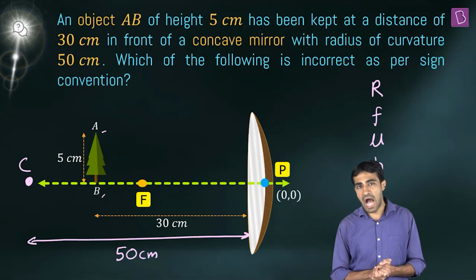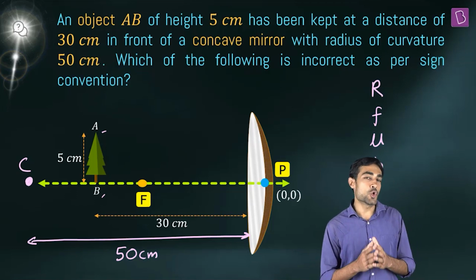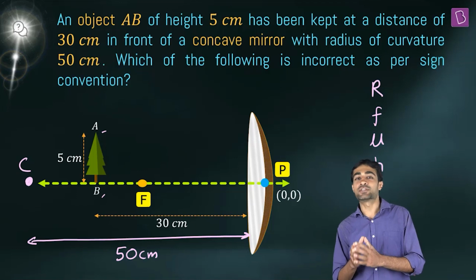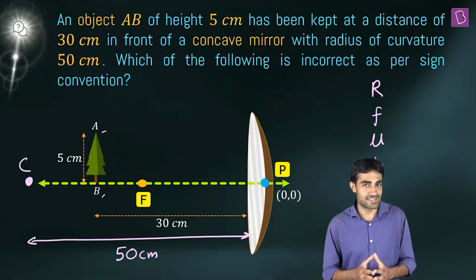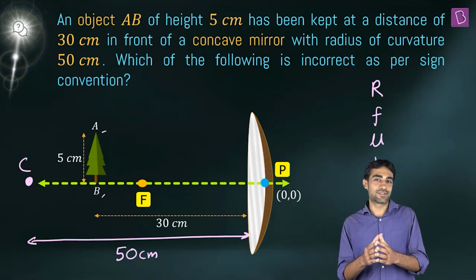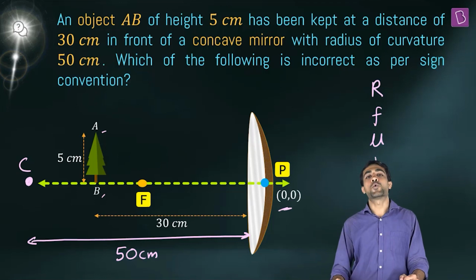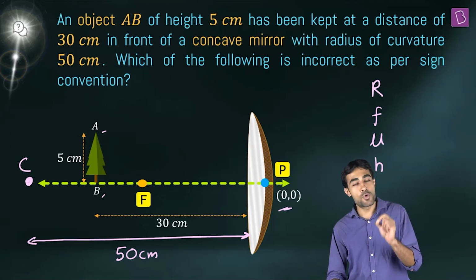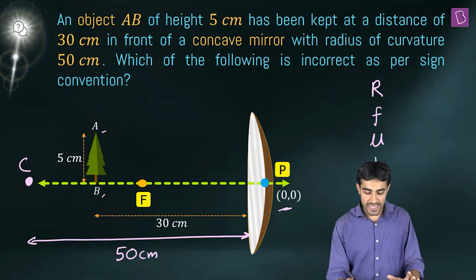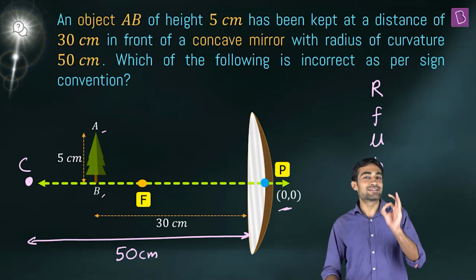Now, R is the radius of curvature. So, first of all, we must know which direction is positive and which direction is negative, and from which point we are measuring the distances. The first thing first, we must measure all the distances from the pole. So we can assume our origin at the pole itself. So pole is at origin, or origin is at pole. All the distances are measured from pole.